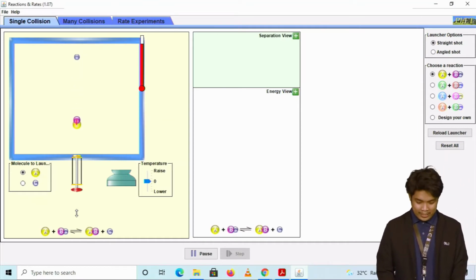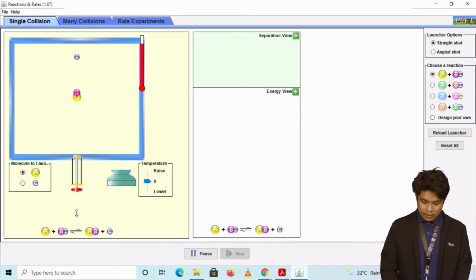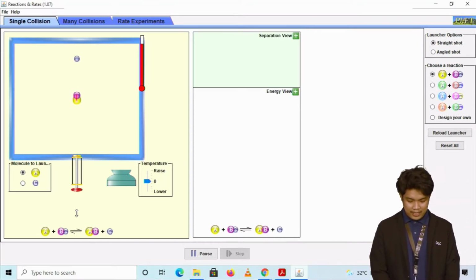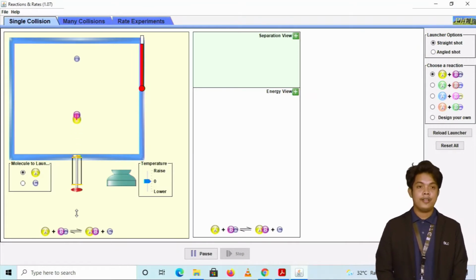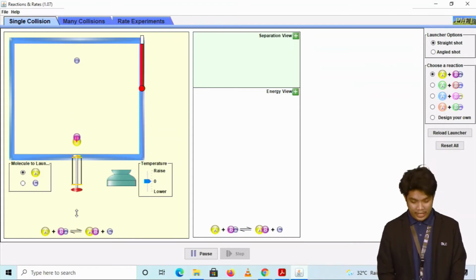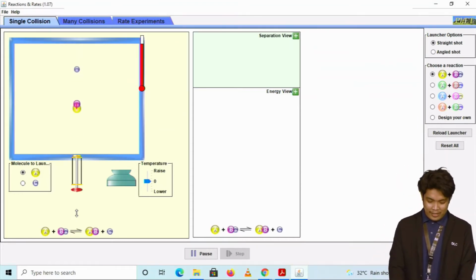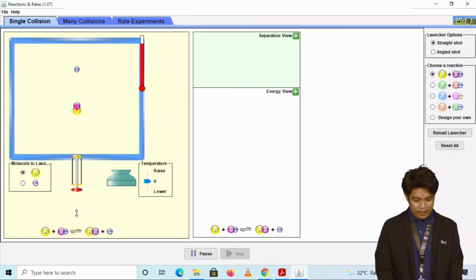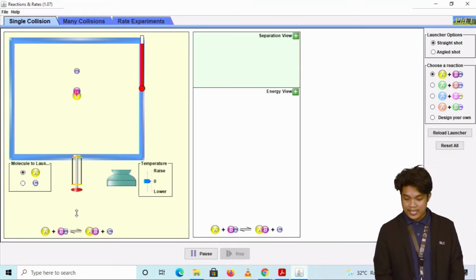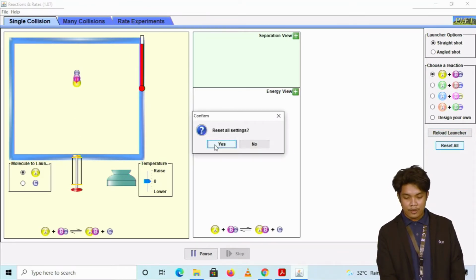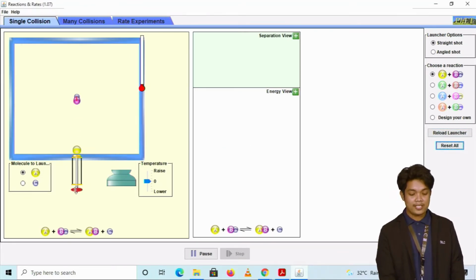I'm looking at our forum right now. Nicole said the atoms in the molecule were rearranged, or they changed partners. That's a very good observation, Nicole. Let's find out more. Let's go with our second scenario. I will reset all settings. Our next scenario, or the second scenario, is this one. Observe well.